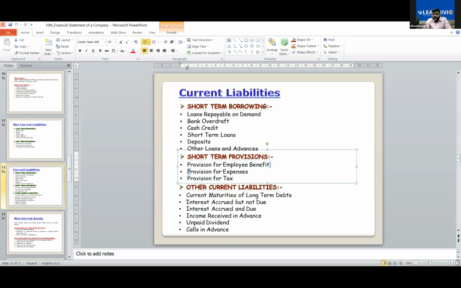Under other current liabilities, there is interest accrued but not due, interest accrued and due, income received in advance, current maturities of long-term debt. Let's say any liability we have to pay after 12 months will be included in other long-term liabilities. Now, in the next year, it will become payable in less than 6 months, 2 months, or 3 months. In that case, it will become a current liability.